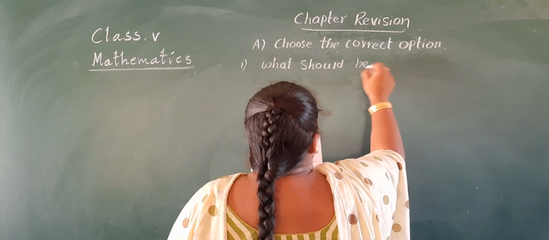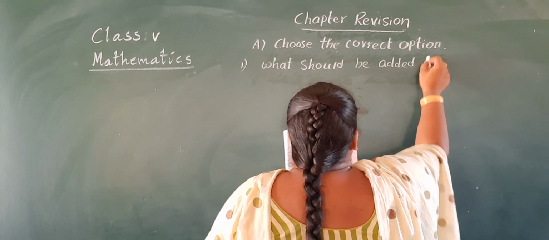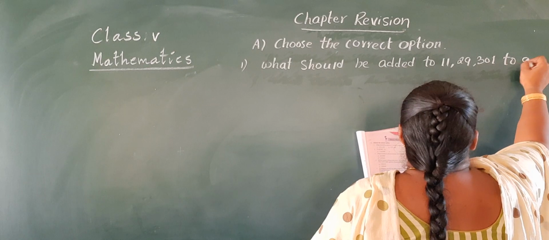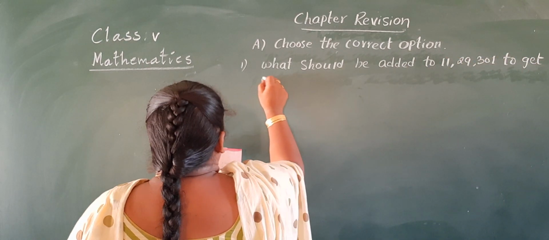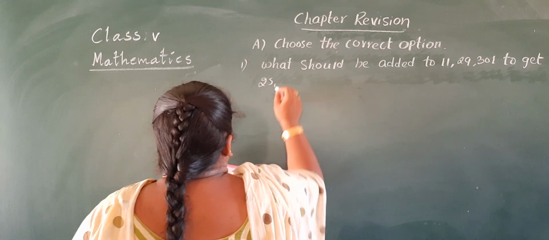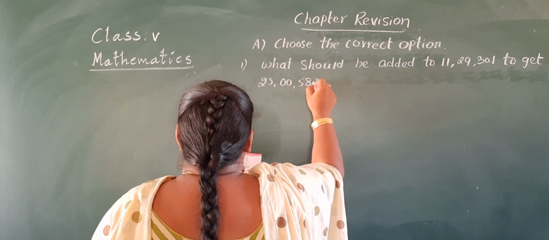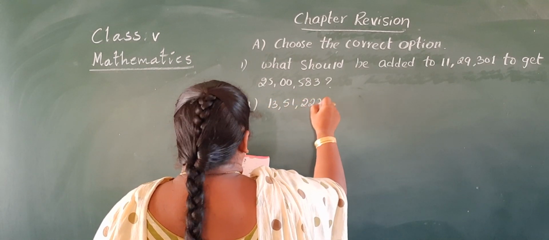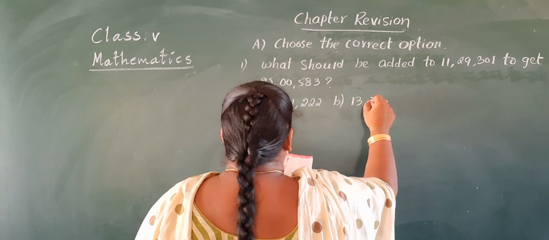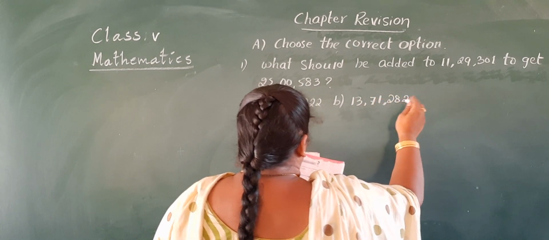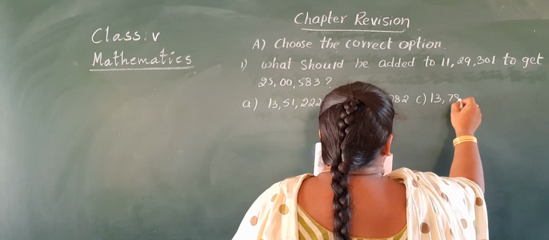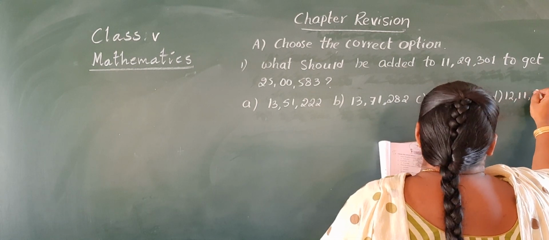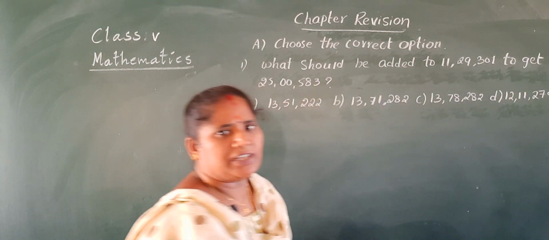What should be added to 11,29,301 to get 25,583? Okay, option A 13,51,222, B 13,71,282, C 13,78,282, D 12,11,279. So this is the first question.